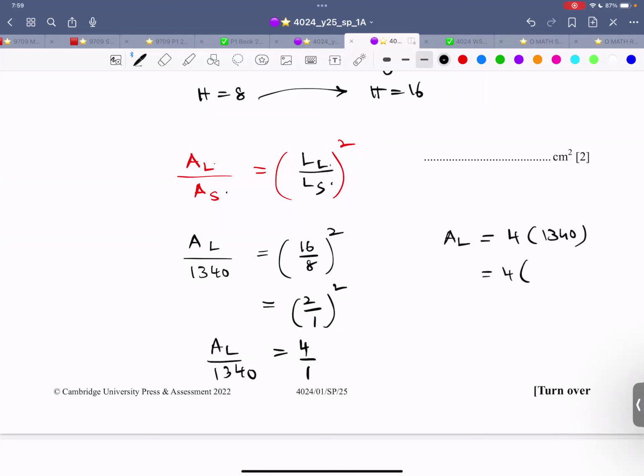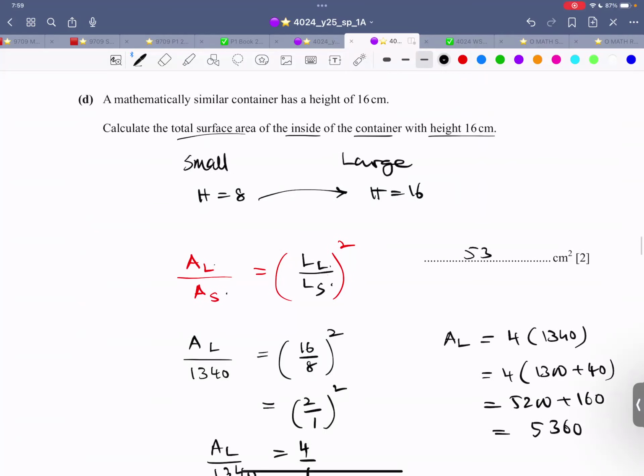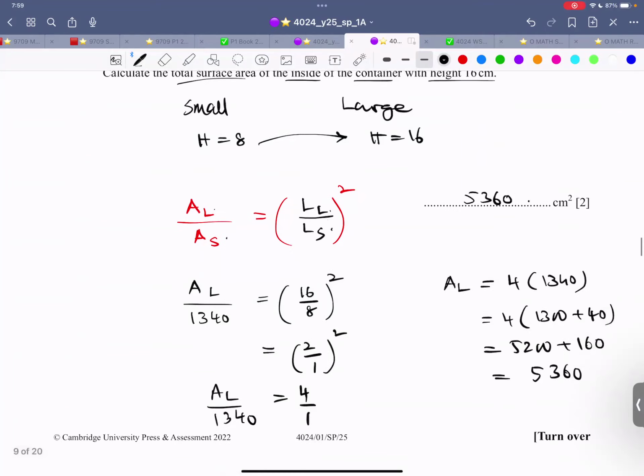That is 4 times 1300 plus 40. That is 5200 plus 160. This comes out to be 5360. So 5360 is the answer.